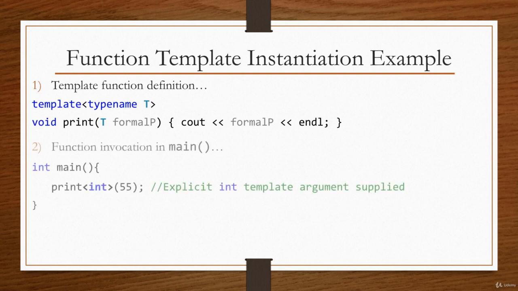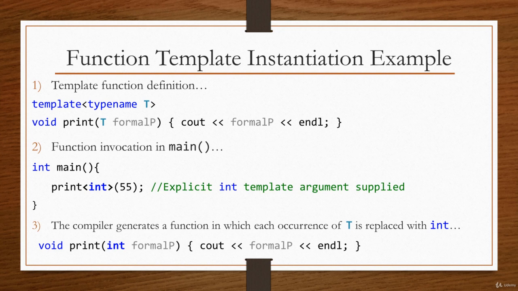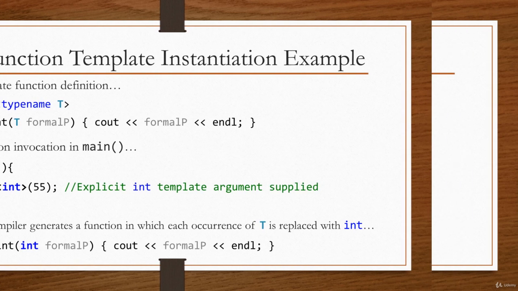Then we do the function invocation in main, so we do print. We explicitly specify the int template argument following the function name, in this case print, so we do print, the angle brackets with int, then the parentheses, and we pass in 55 for the argument to the formal parameter, and then the semicolon. Then what's going to happen? Well, the compiler is going to generate a function in which each occurrence of T is replaced with int. In this case, we only use T once, so that's going to generate void print, and then the single formal parameter is going to be of type int.